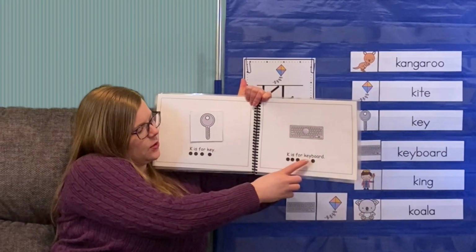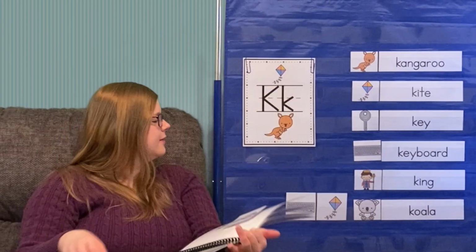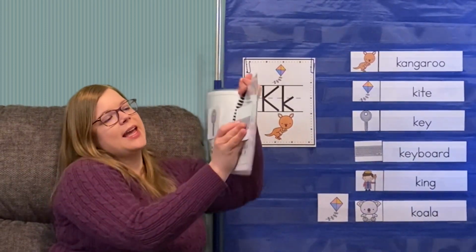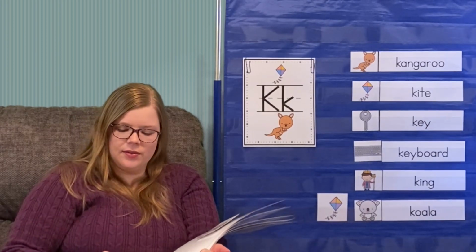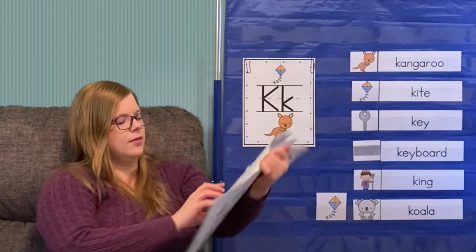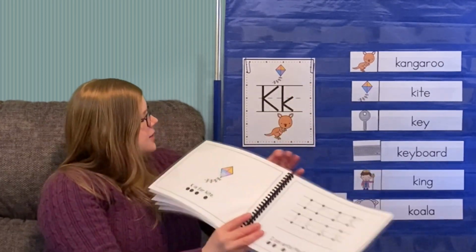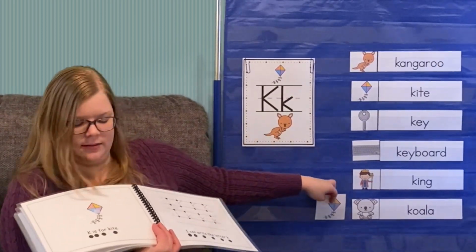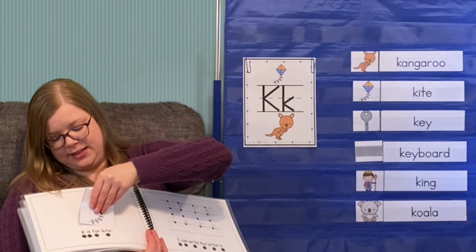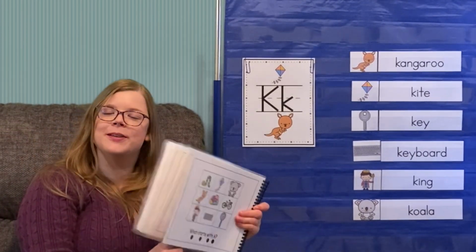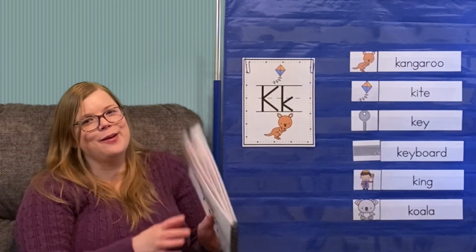K is for keyboard. Our next piece is our keyboard. You can use this to help you type on a computer. K is for kite. That's our last piece. Kites are fun because they can fly high up in the sky. Great job helping me find those pieces. Thank you for your help with that.